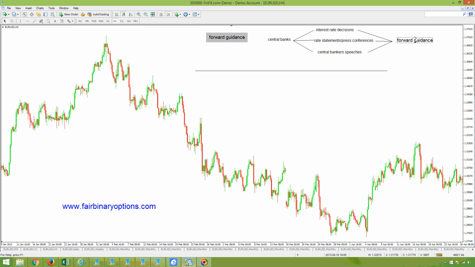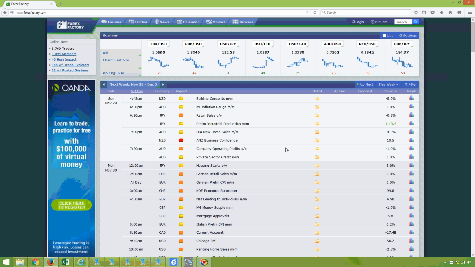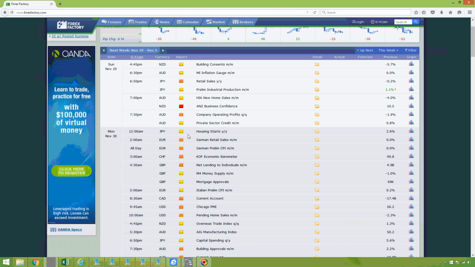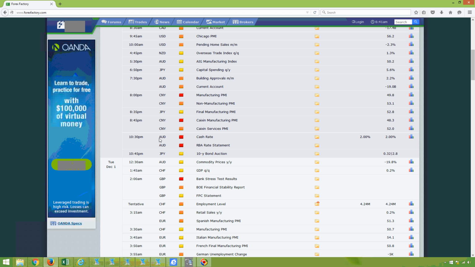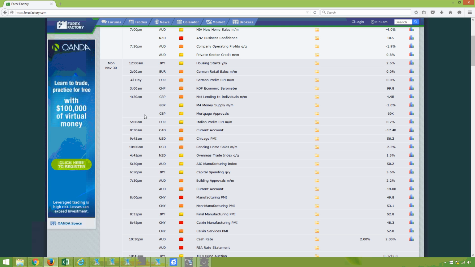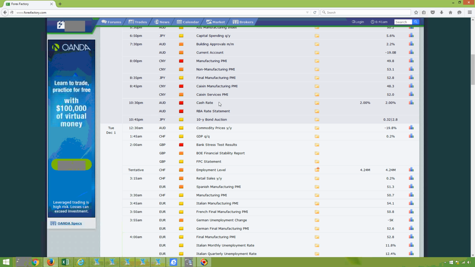Now, let me give you an example. This is the Forex Factory economic calendar. You look at the dates and the economic releases with the color code showing the impact that the releases are going to have on the market, and look for the most important ones, the red ones. On November the 30th, we have out of Australia the cash rate, which is basically the interest rate decision in Australia, and the RBA rate statement. This falls into the category of forward guidance.